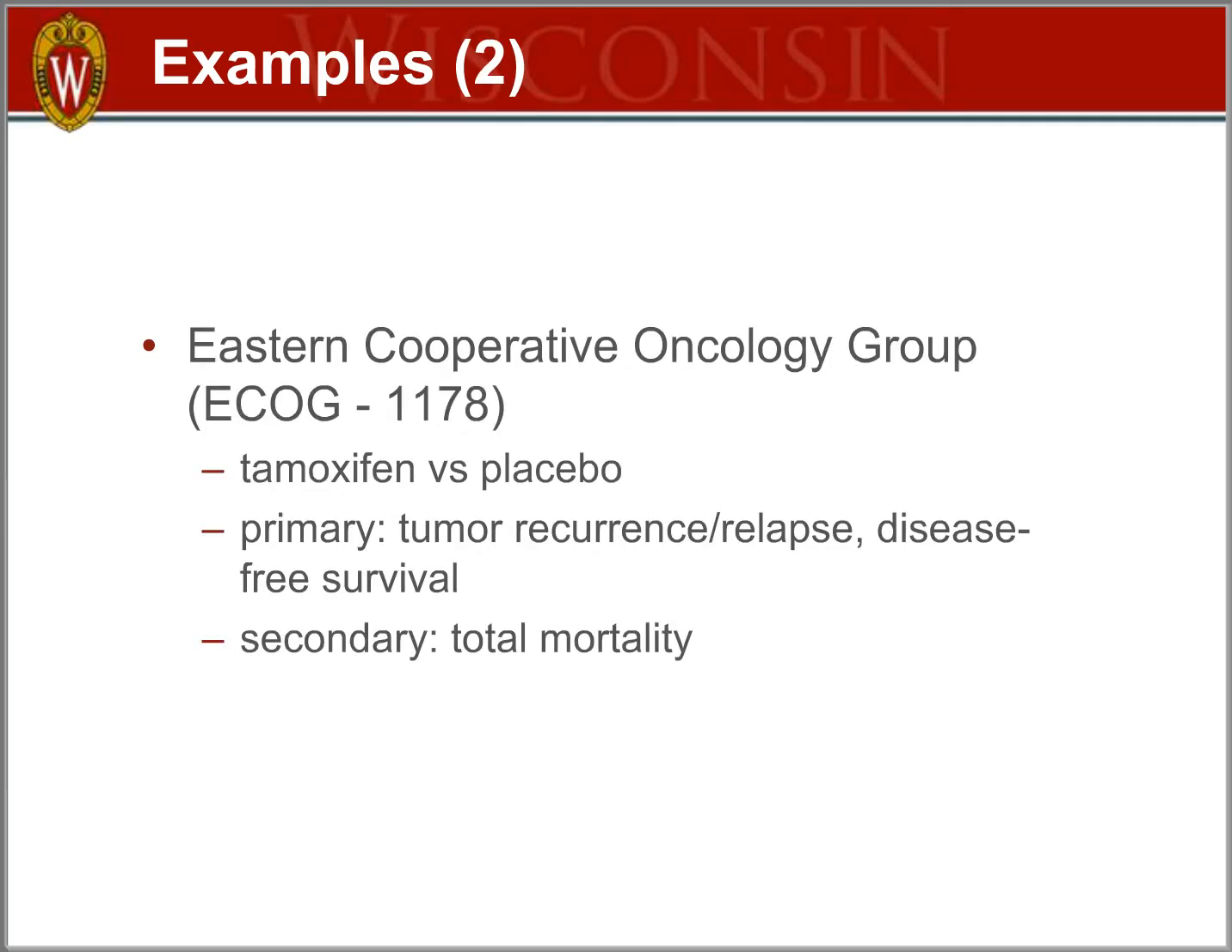The Eastern Cooperative Oncology Group, a large cooperative group that conducts cancer trials, ran one trial, in this case ECOG 1178, that compared tamoxifen versus placebo. The primary question was whether tamoxifen reduced the incidence of tumor recurrence and relapse and improved disease-free survival, that is, alive without the cancer recurring. Of course, an important secondary question was: did tamoxifen reduce mortality?